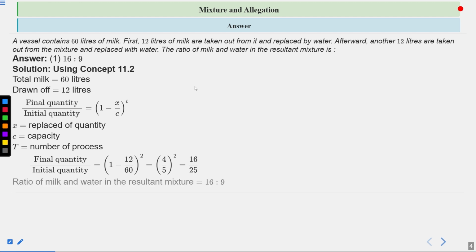Now the ratio of milk and water: we know that milk is 16 liter and the total initial quantity was 25. So water will become 25 minus 16, which is 9. So the ratio of milk and water becomes 16:9. So the first one is the correct answer of this question. Next one.